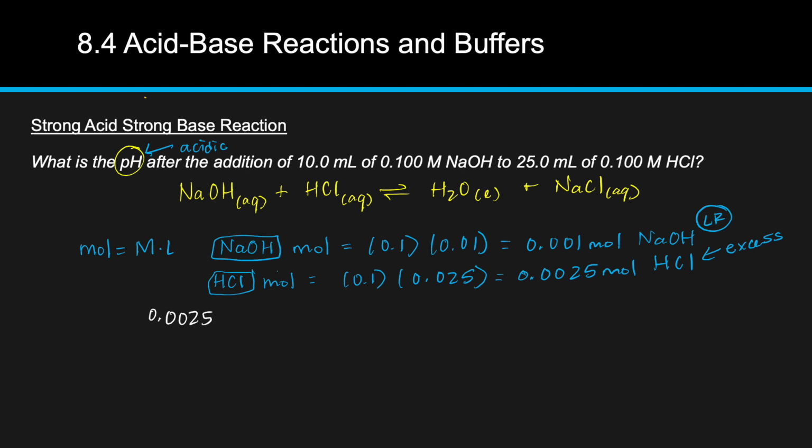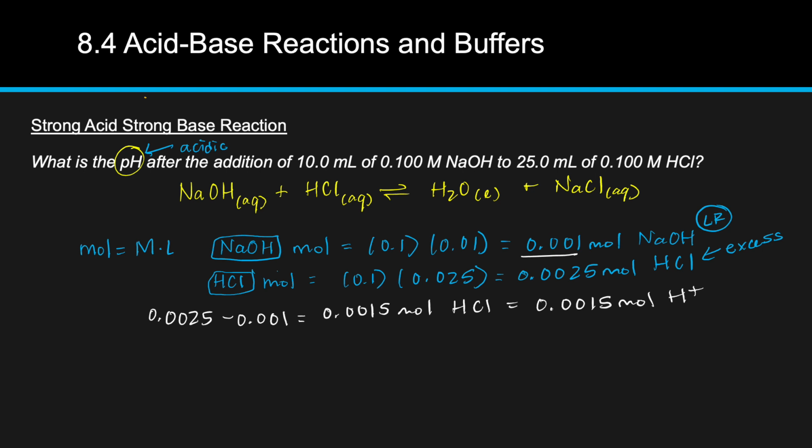I know if I'm starting with 0.0025 moles of HCl and I have to use up 0.001 to form my products and neutralize that NaOH, I'm going to be left with 0.0015 moles of HCl. And when I'm trying to solve for pH, I know I need H plus or H3O plus, and I know that is a 1-to-1 ratio here. So I know that that's going to be 0.0015 moles of H plus.